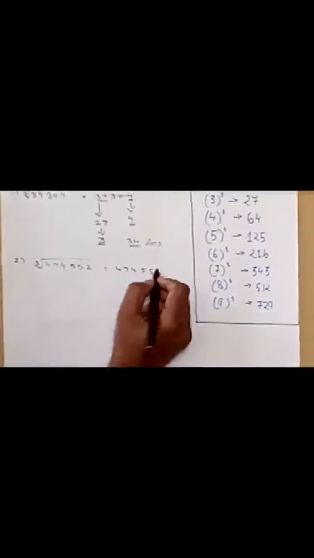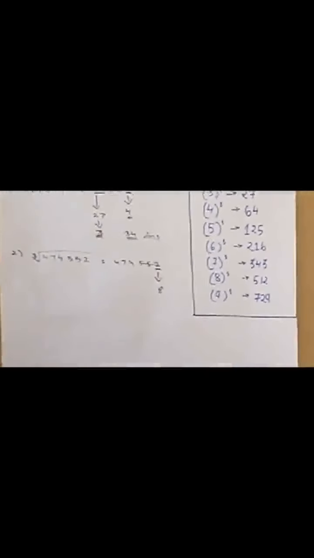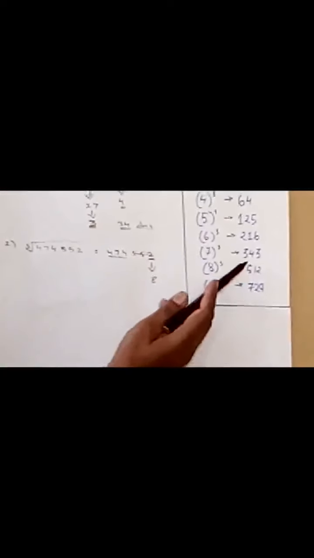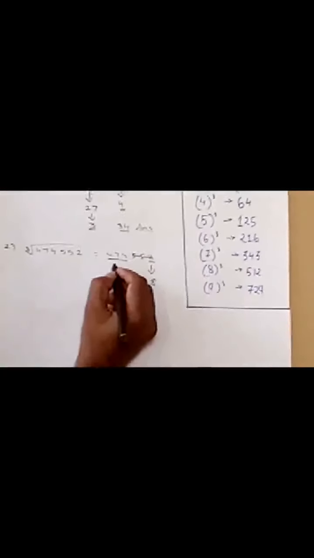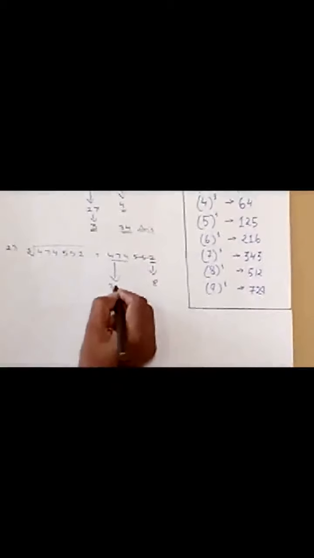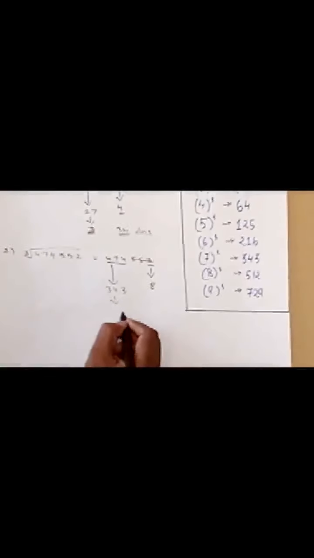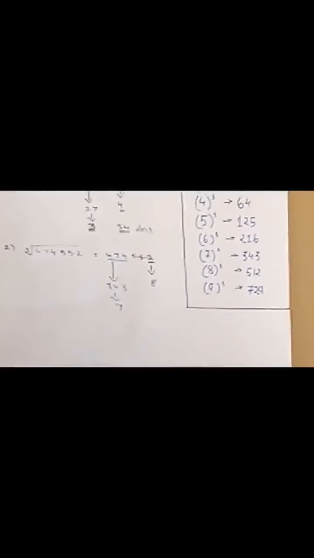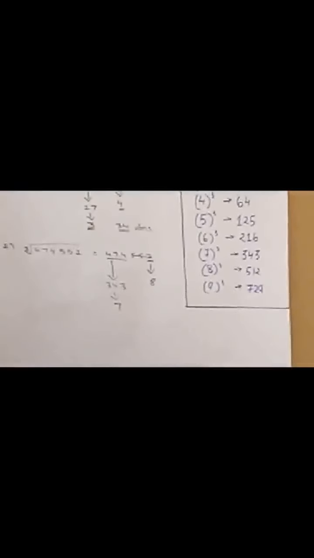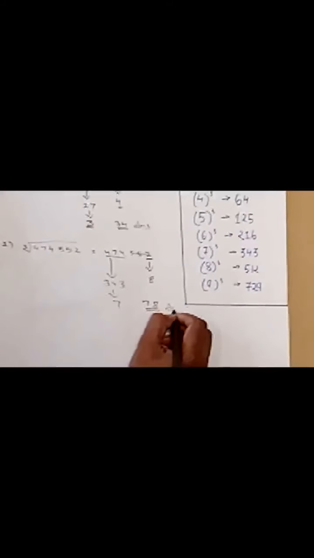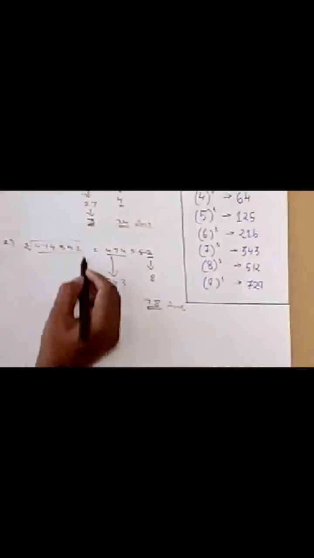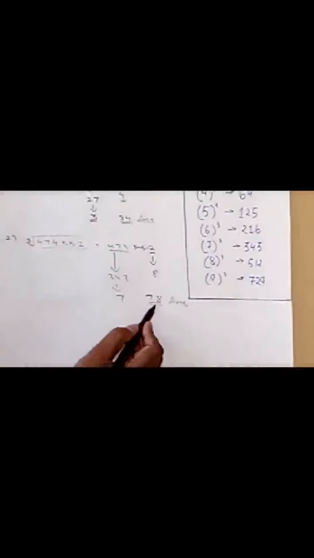Now remove the last 3 digits and focus on the first 3 digits, that is 474. Now let's find 474 in this table, or the value less than 474, that is 343, the cube of 7. So let's write 7 here, the cube root of 343. Write the values together, that is 7 and 8, which will be 78. So the cube root of 474552 will be 78.